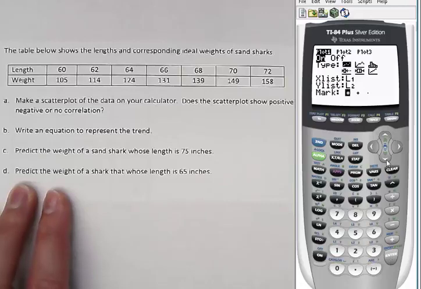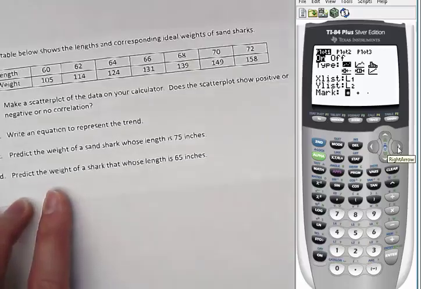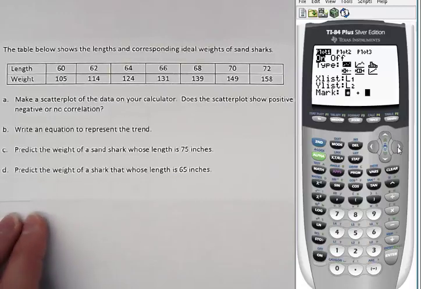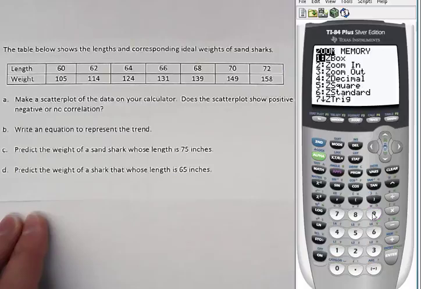And then because we put our data into list 1 and list 2, you want to make sure your X list is list 1, your Y list is list 2, and my favorite mark is the box. If you select the crisscross, that's going to show up where you have a data point. If you select the very tiny dot, you're going to see very tiny dots where you have points, which are kind of hard to see. Once you have that set and you have your data in, you can hit Zoom 9.